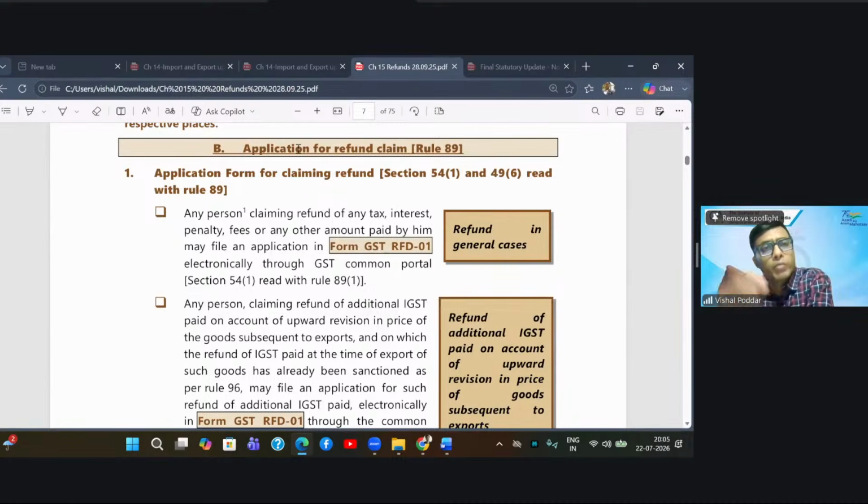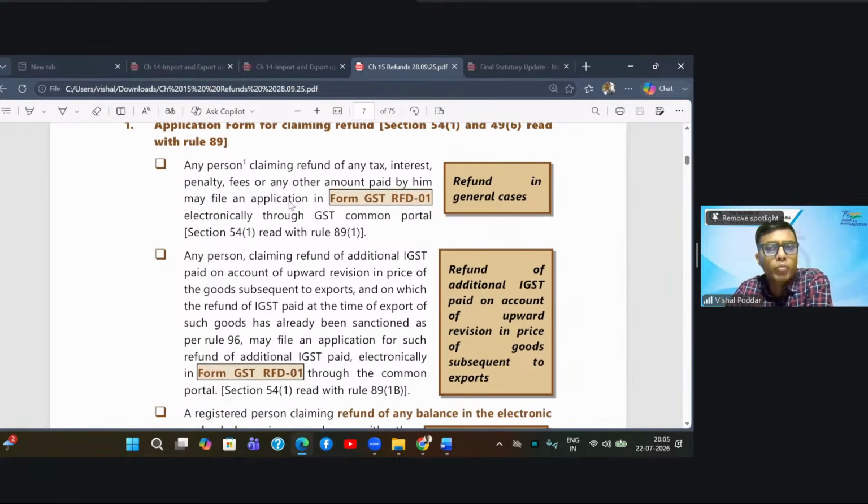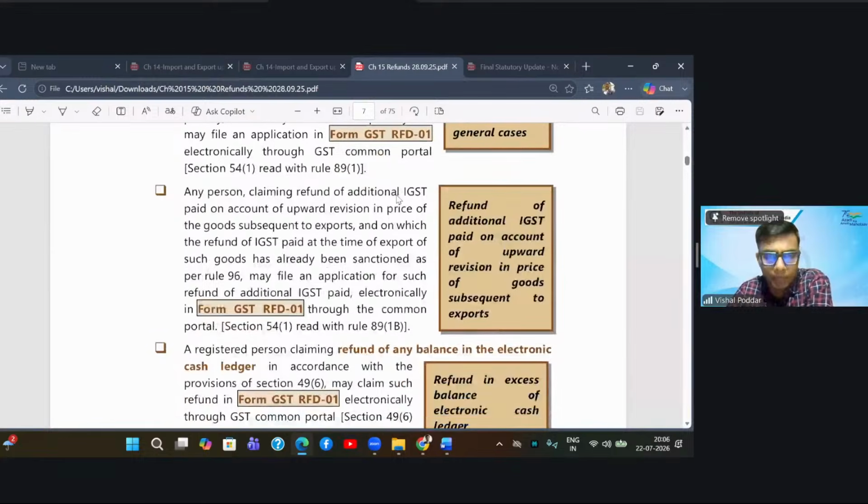This application is required in all other cases where either of unutilized ITC or of balance in cash ledger or of excess tax paid or of deemed export. In any of these scenarios, you have to go by the application rule. Now this is covered in Rule 89. What does it say? Firstly, you have to make an application in form RFD 01.